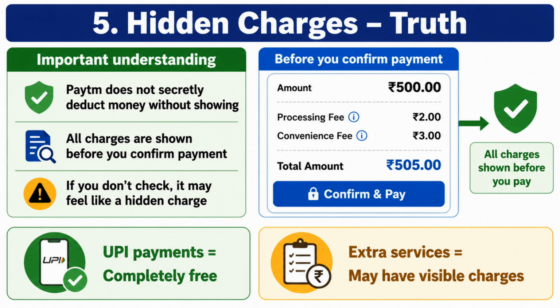Fifth one, hidden charges, the truth. Now let's understand the most important point. Paytm does not secretly deduct money without showing you. Charges are displayed before you confirm the payment. If you do not check the payment details, the charge may feel hidden. So remember, UPI payments are completely free. Extra services may have visible charges. Always read the payment summary before confirming.